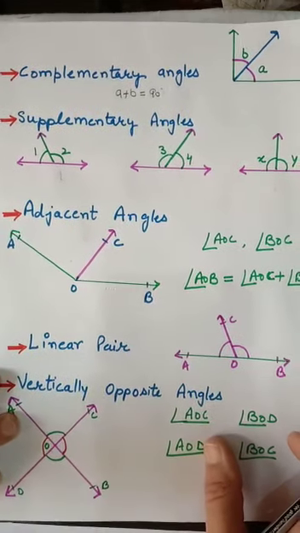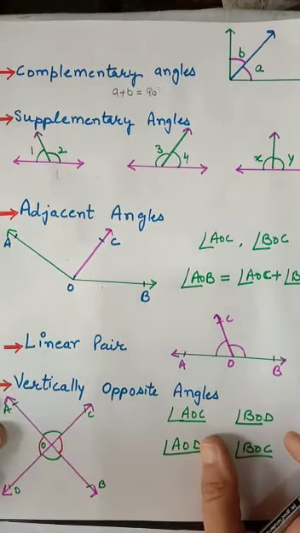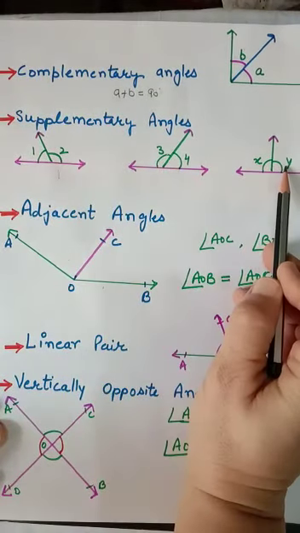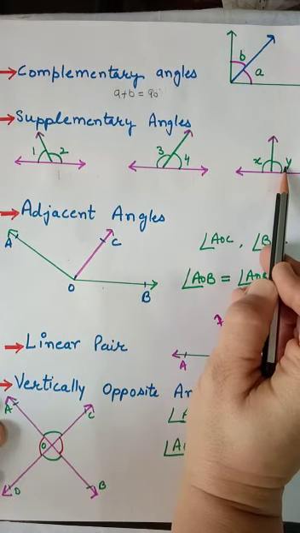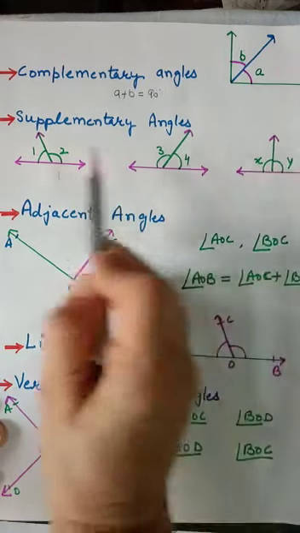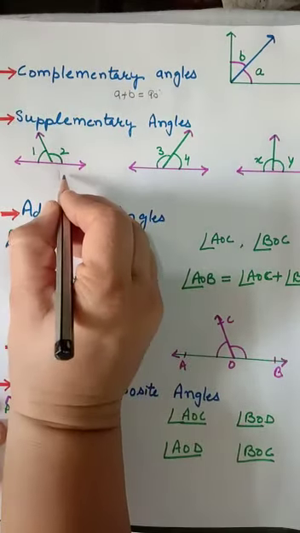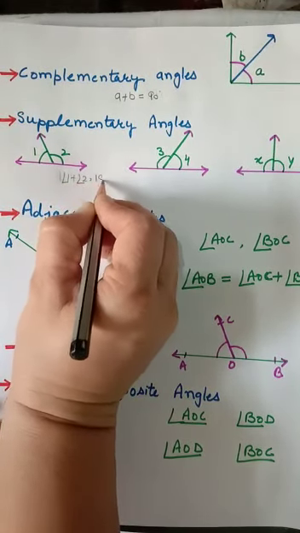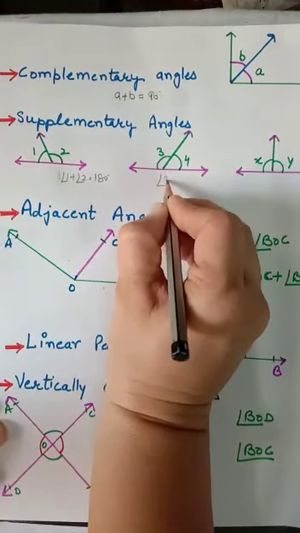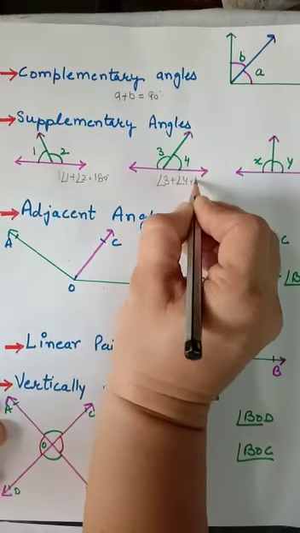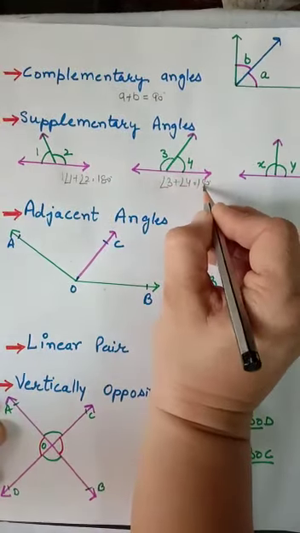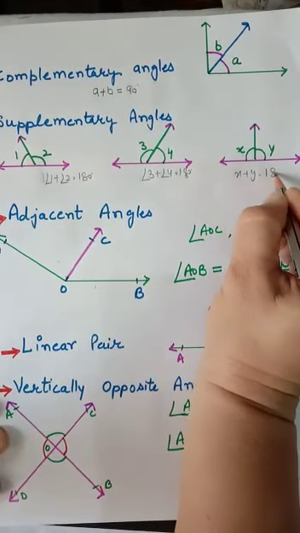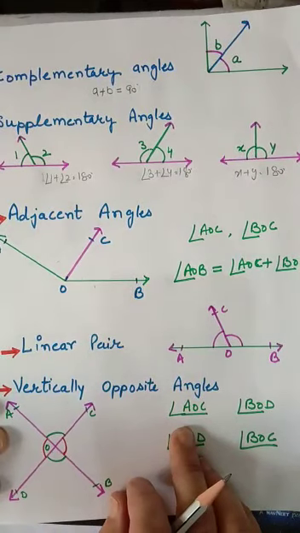Next is supplementary angles. As you can see from the figure, two angles are said to be supplementary if the sum of their measures is 180 degrees. Here angle 1 plus angle 2 is equal to 180 degrees. In this figure, angle 3 plus angle 4 is 180 degrees, and similarly you can see here angle x plus angle y is equal to 180 degrees.